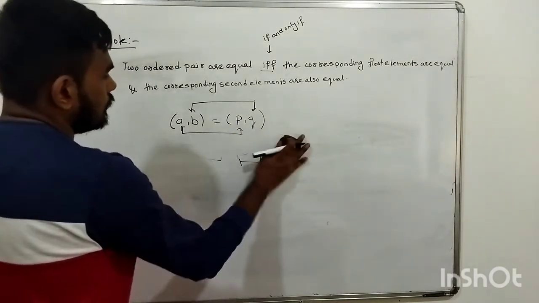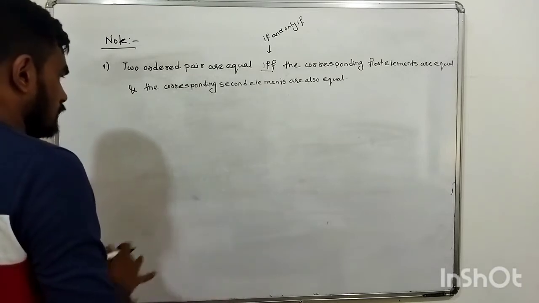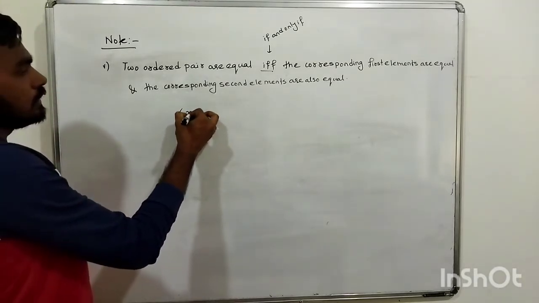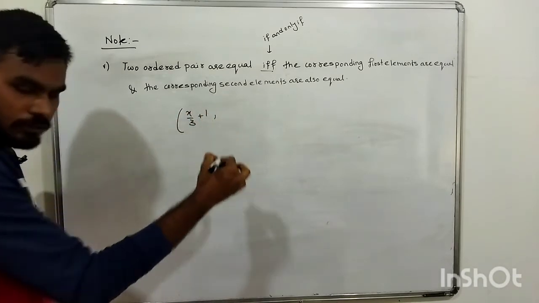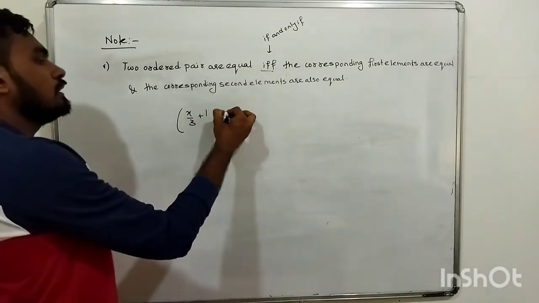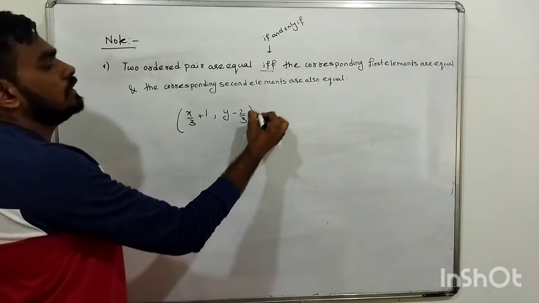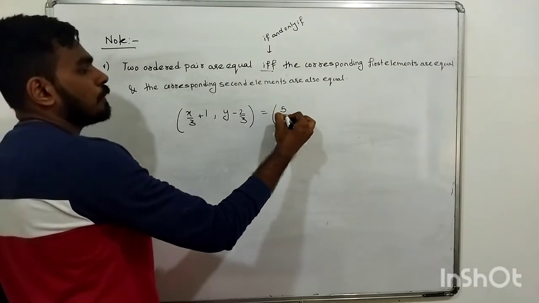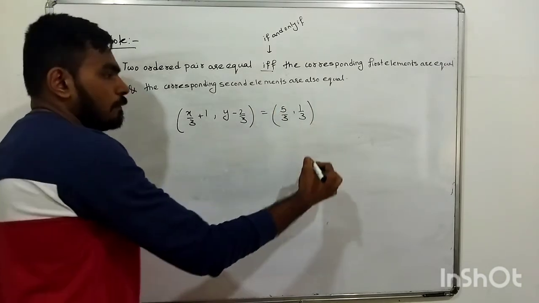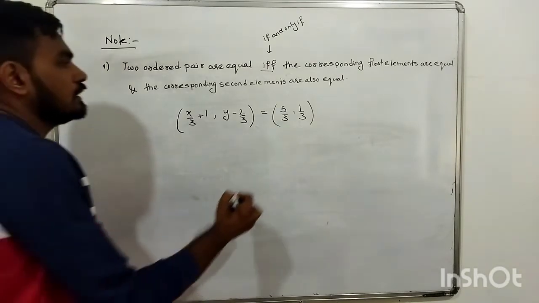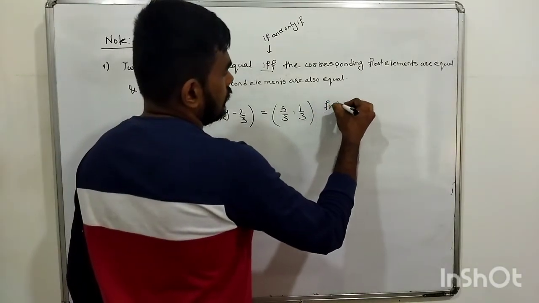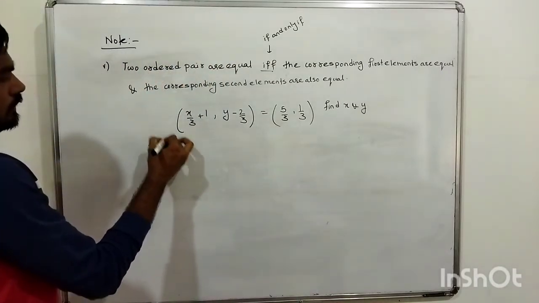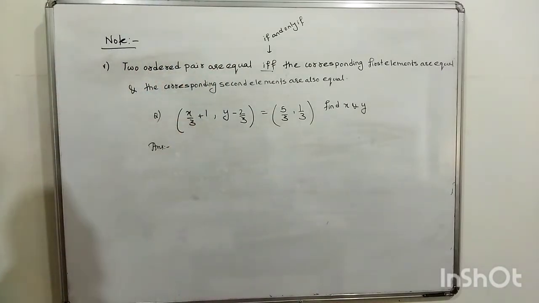For example, we take one example of this. We are given that (x/3 + 1, y - 2/3) is equal to (5/3, 1/3). Then you have to find the values of x and y. So how do we do this question?